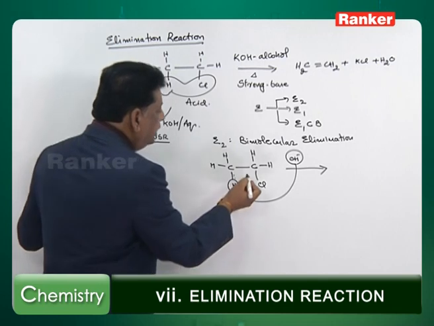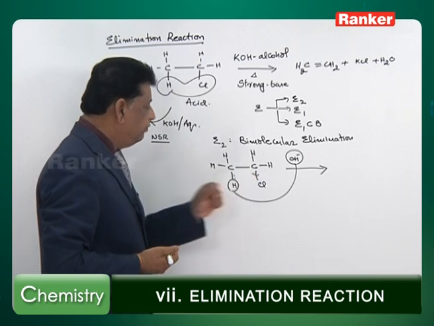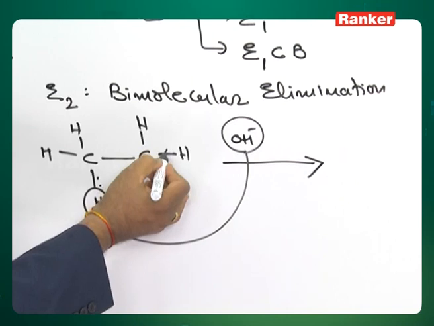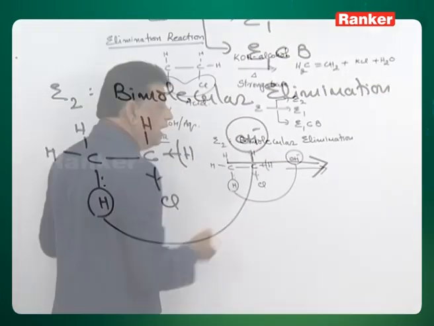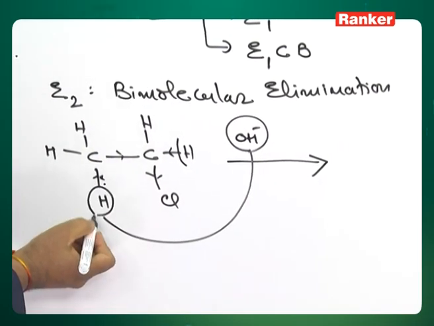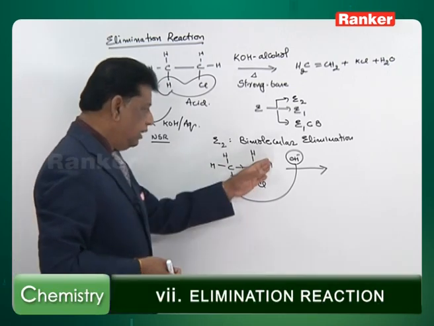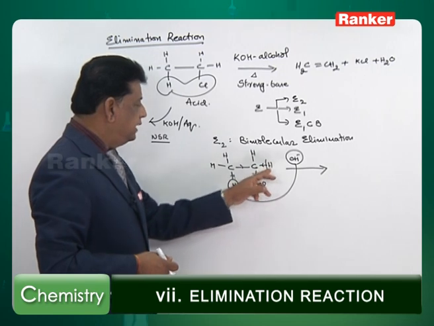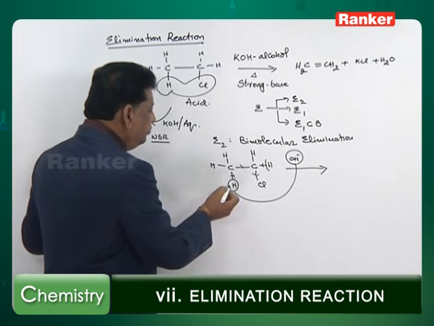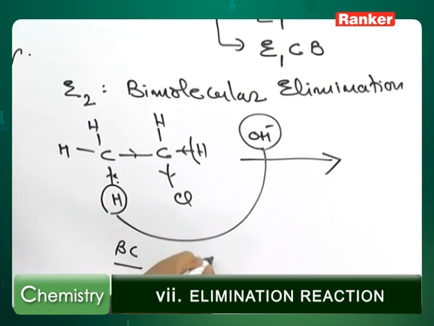Why does it happen? Because the Cl is pulling, so it has a minus inductive effect. When Cl is pulling, the carbon also pulls, and the hydrogen will acquire some acidic nature. This carbon will pull, that carbon will pull, even this hydrogen will be acidic. Out of these two hydrogens, which is more acidic? But if I remove the H and Cl from the same carbon, you get a carbene. Therefore, the removal of the H from the beta carbon is always more ready than from the alpha carbon.